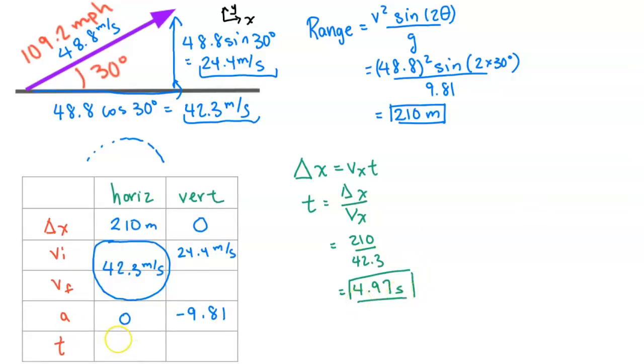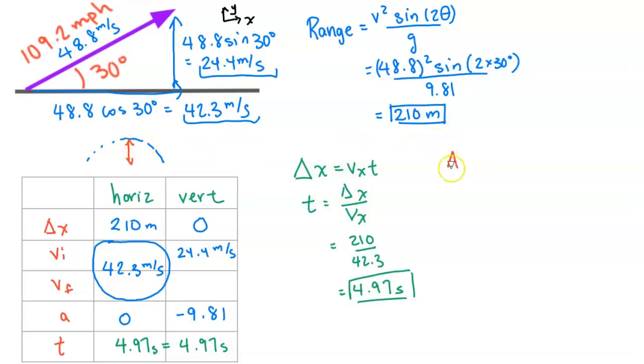I can then enter that number in here, 4.97 seconds, and vertically also 4.97 seconds here as well. So that is our flight time. And then lastly, we're going to calculate the peak height. What is this height right here? So at the highest point, what is that?